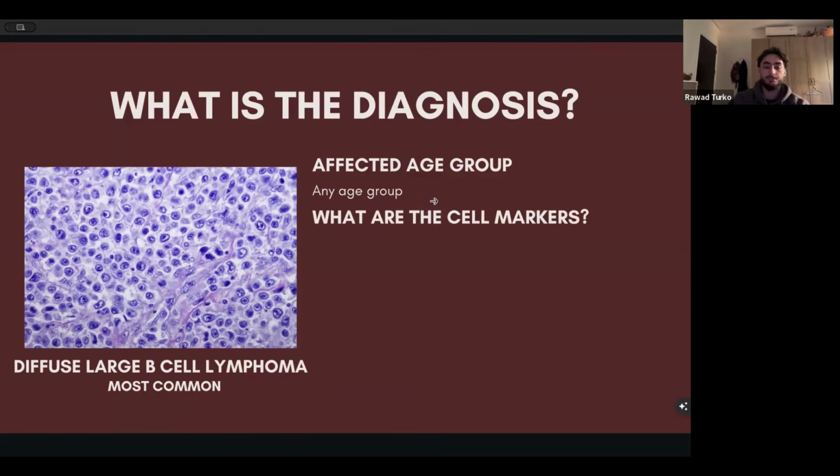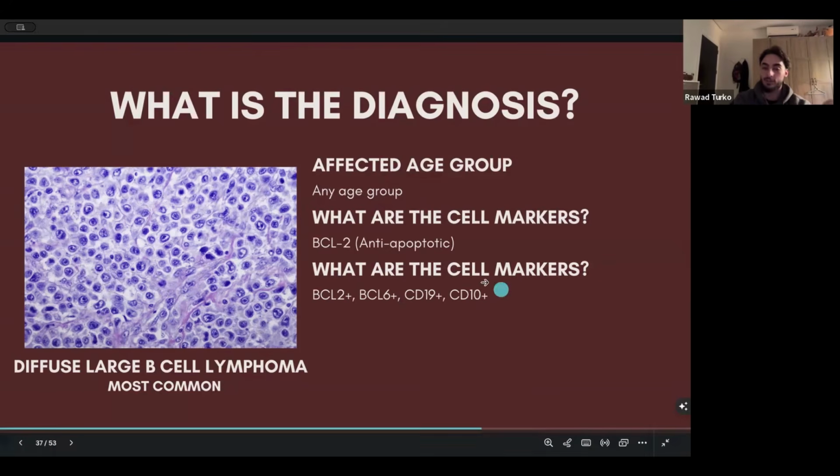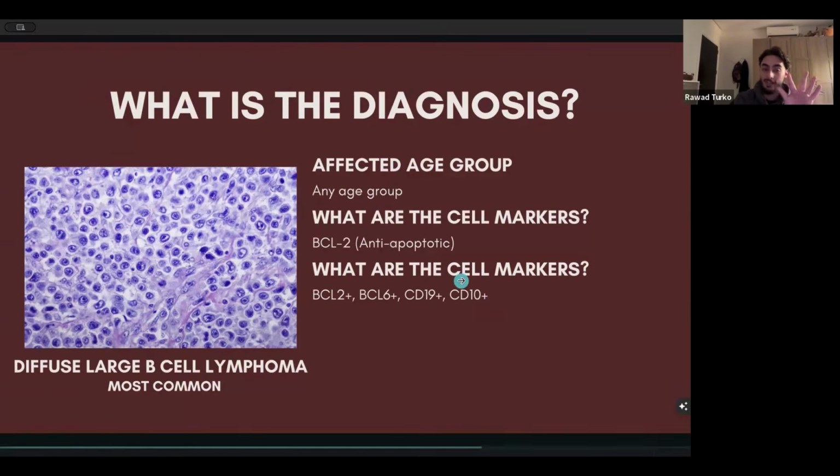What are the cell markers? Perfect. So you could get CD10, you can get BCL2, and that's because a lot of the time it's going to be secondary to follicular lymphoma. BCL6, CD19, CD10, and also CD20, obviously. But CD10, and that's because again, it comes from the germinal center itself. Okay?